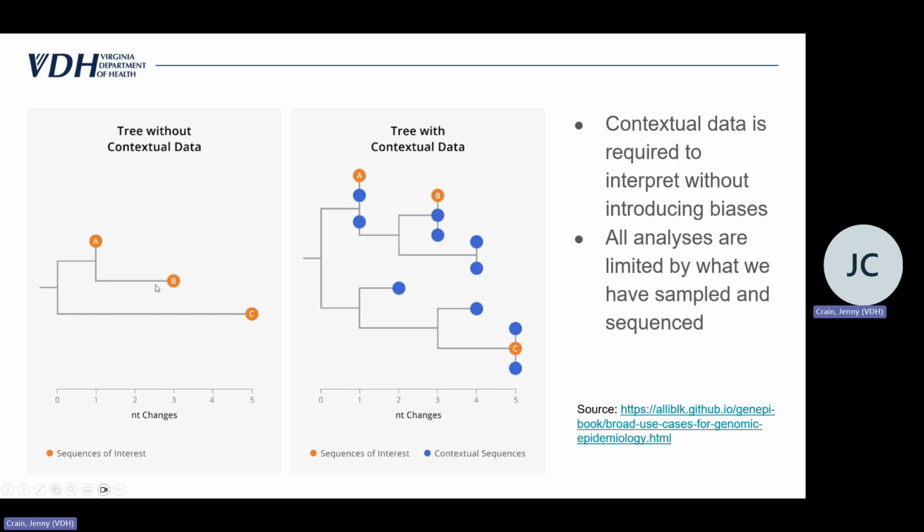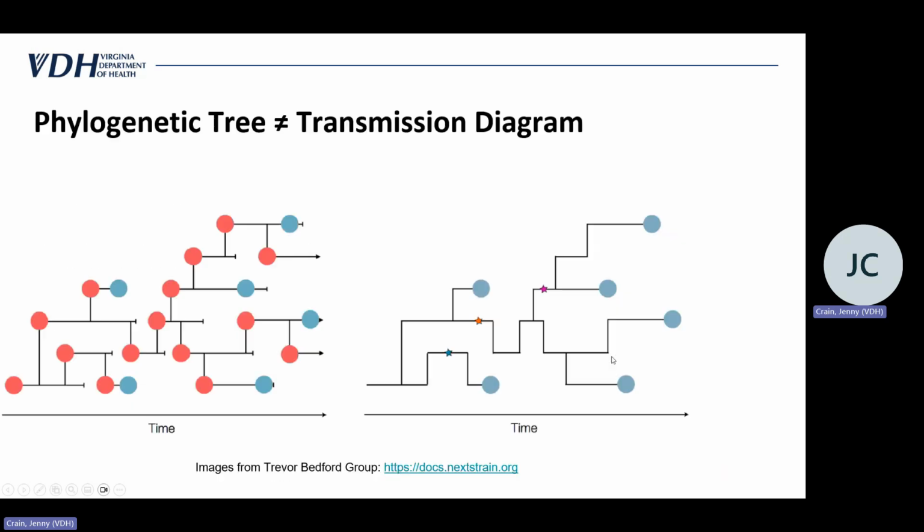Looking at a tree without contextual data will give us one level of understanding. But when we add contextual sequences or additional data to that phylogenetic tree, it paints a different picture, right? And so often analyses are limited by what we have sampled. Unfortunately, we can introduce a certain level of bias based on how we do this sampling. And so the contextual data really does try to reduce the amount of bias that we have when looking at phylogenetic trees. And again, these images came from the Genomic Epi handbook created by Ali Black. And I've also borrowed some slides from Trevor Bedford's group on NextStrain, so I just wanted to give that acknowledgement as well.